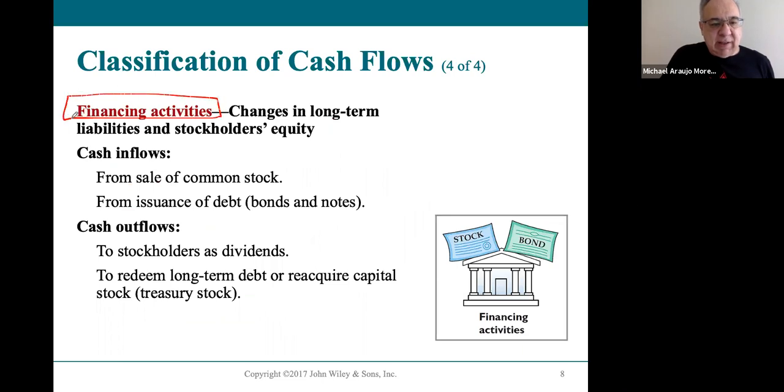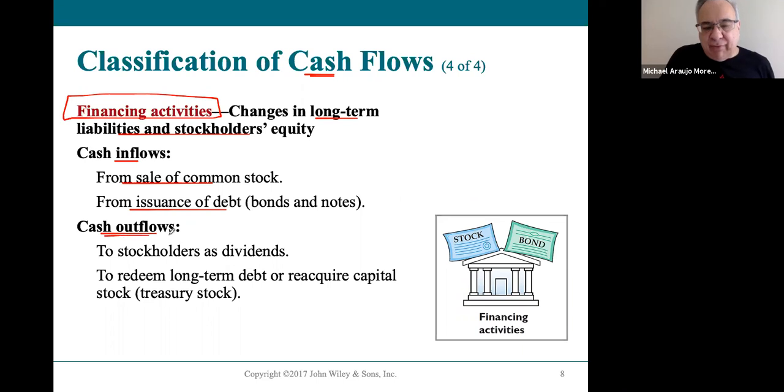Financing activities here revolve around any changes in liabilities and stockholders' equity. And again, we're looking at cash flowing in or out. So how does cash flow in from a financing activity? Well, when you sell common stock to stockholders, cash is coming in. Also, if you issue bonds or issue notes, cash is coming in. So these would be cash inflows from financing activities.